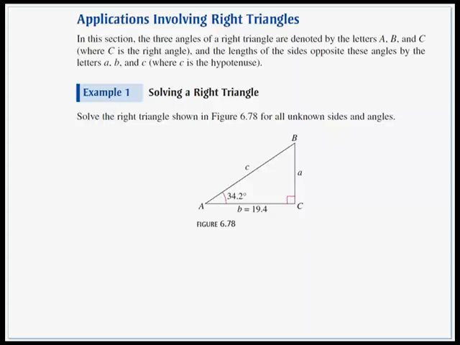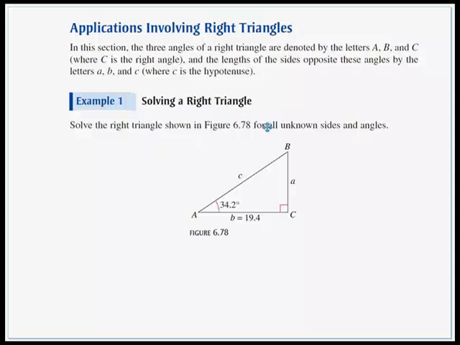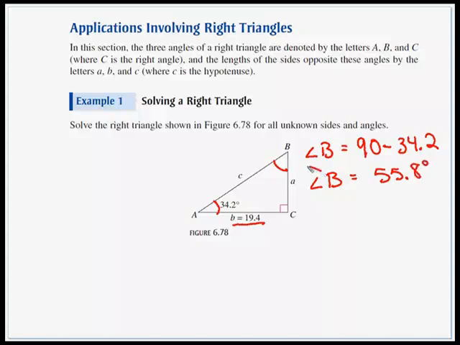So in example 1, we're going to solve the right triangle shown in the figure, find all unknown sides and angles. So we're given one side and one of the acute angles. And I think the easiest thing to find is the missing acute angle. In this case, it's angle B. Since it's a right triangle, we have one right angle. The other 2 angles add up to 90. So angle B is going to be 90 degrees minus angle A, or 34.2 degrees. If we subtract those, we find that angle B is 55.8 degrees. So there's our missing angle B.